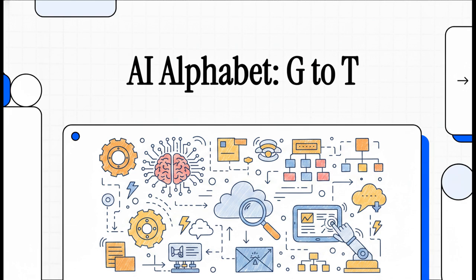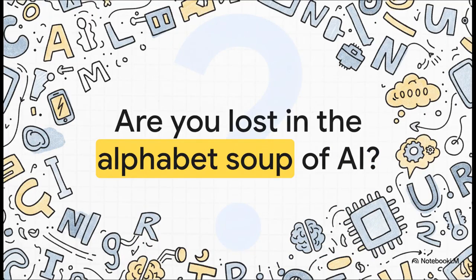We're talking G, H, I, J, K, L, M, N, O, P, Q, R, and jumping right to T. This sequence will give you a comprehensive picture of the tech that's driving our world today. Because let's be real, it is so easy to get lost in the alphabet soup of AI buzzwords. But whether you're making tech investments, building new software, or just trying to keep up, you need to understand the architecture behind these terms. So let's cut through the jargon and master the nuances of this rapidly evolving space.